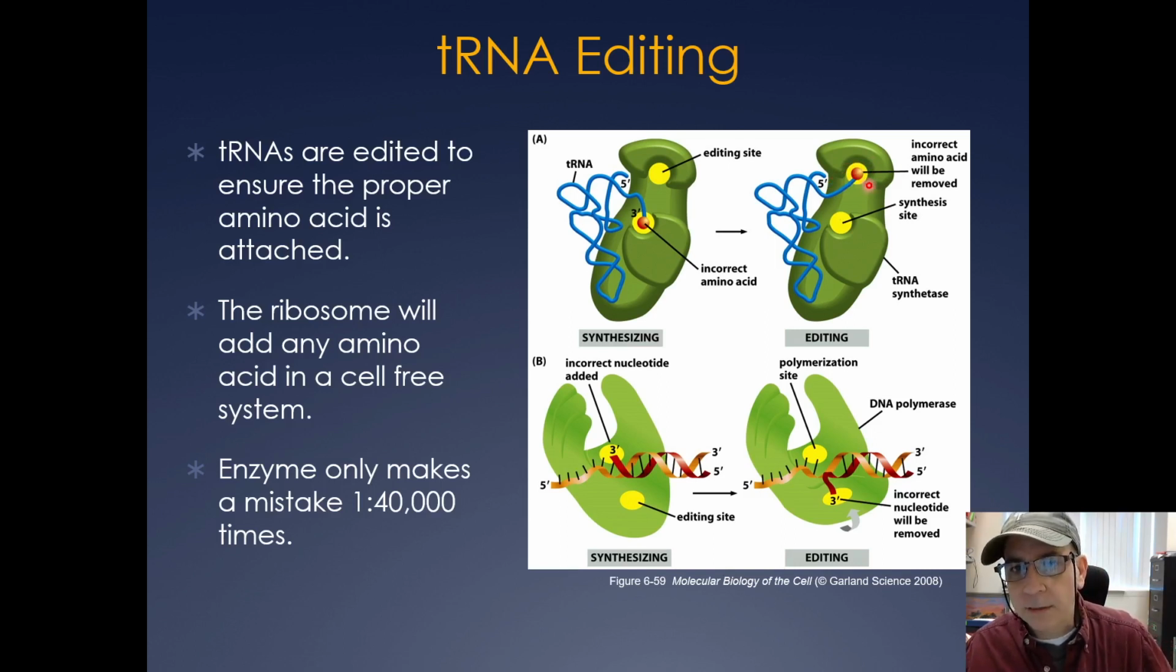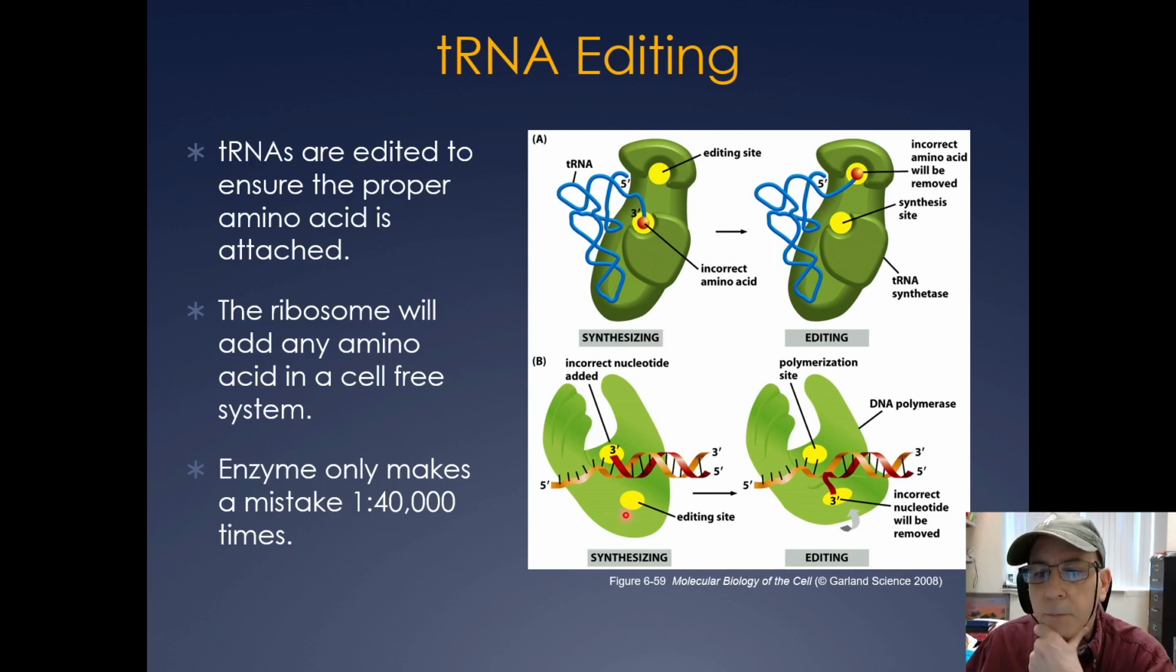The correct amino acid cannot fit into the editing site, so it can't be removed. Only the incorrect amino acid will enter this site so that it can be removed. Just so you know, this isn't foolproof. It makes a mistake about once out of every 40,000 times. So wrong amino acids do get put into proteins on quite a regular basis. And if it causes a problem, the protein can then be degraded after the protein is fully synthesized.